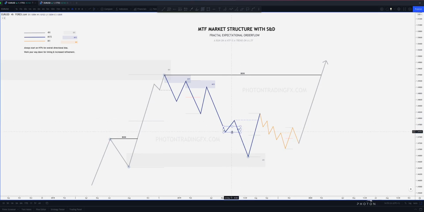zone. We get another minor break of structure, right? And then we come down to the downside. So yes, in theory, because we have continued that move, right, we have created strong M15 supply here, right? Because what's happened is, purely from an M15 perspective, the bearish trend is intact.